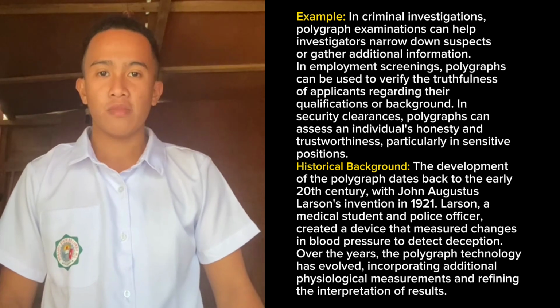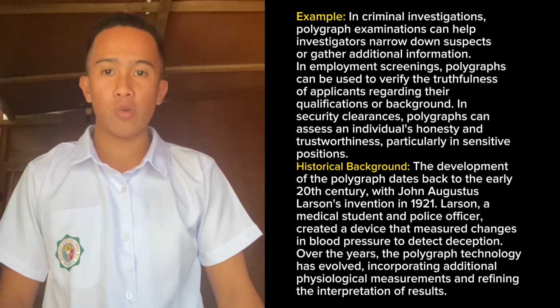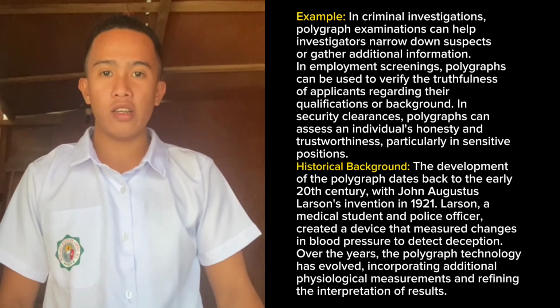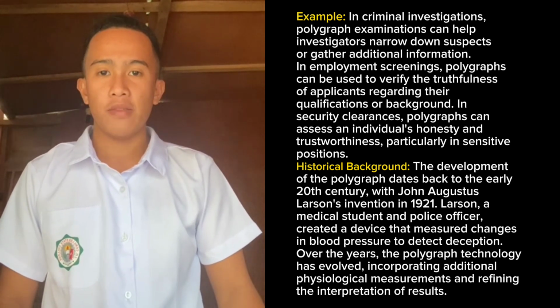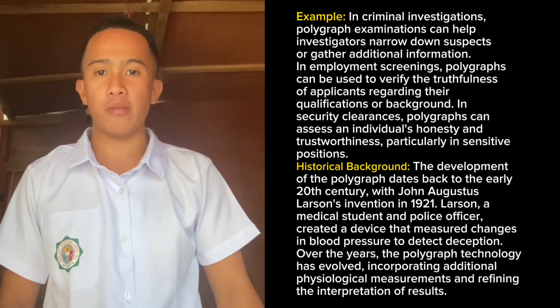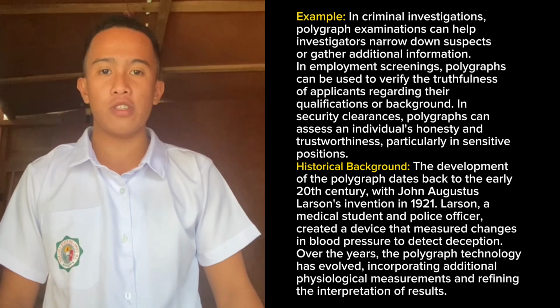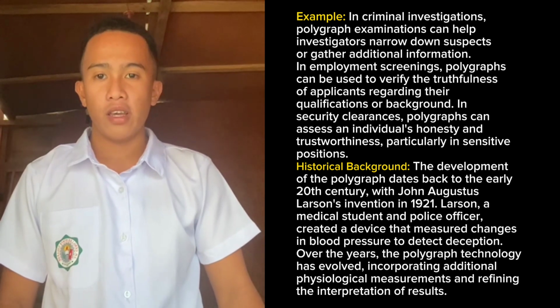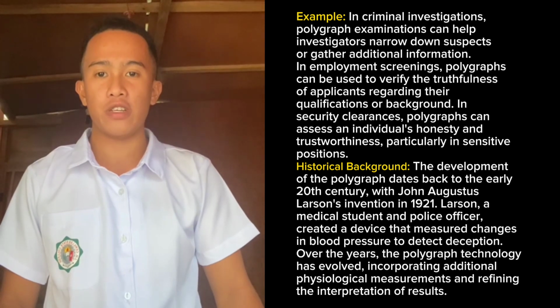Historical background. The development of the polygraph dates back to the early 20th century with John Augustus Larson's invention in 1921. Larson, a medical student and a police officer, created a device that measures changes in blood pressure to detect deception. Over the years, polygraph technology has evolved, incorporating additional physiological measurements and refining the interpretation of results.